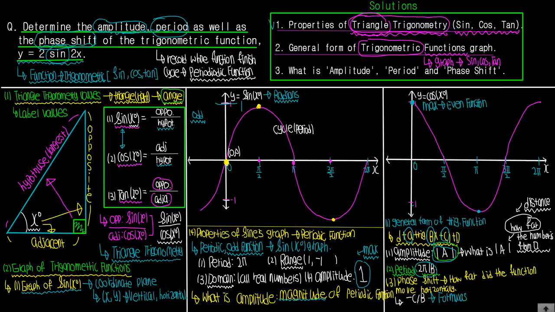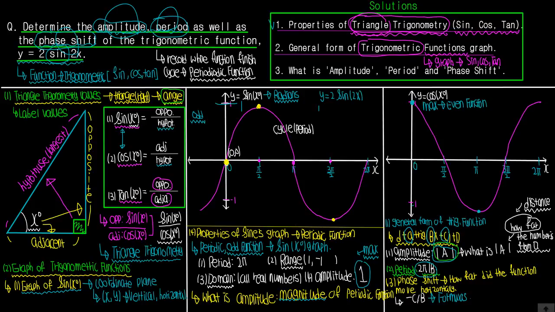And let's get back to our original question. They asked us to solve for the amplitude, period, as well as phase shift of y is equal to 2 times sine of 2x. We don't really have much space, so we're just going to write it right over here. Our function is y equals 2 times sine of 2x.